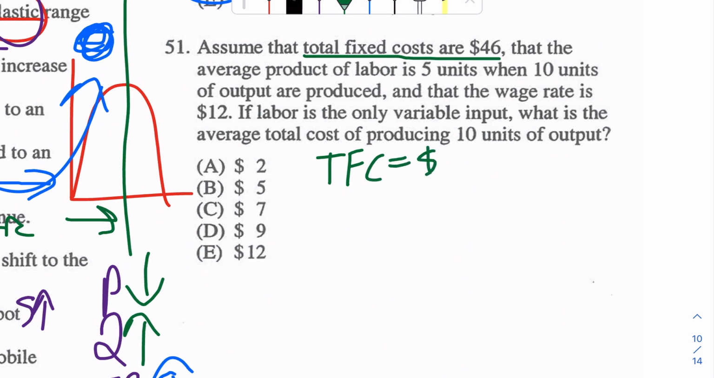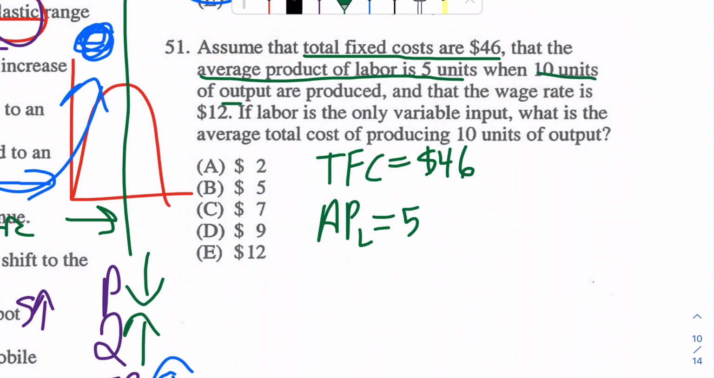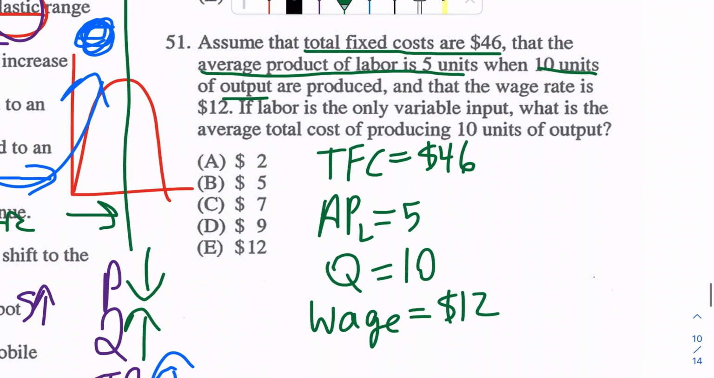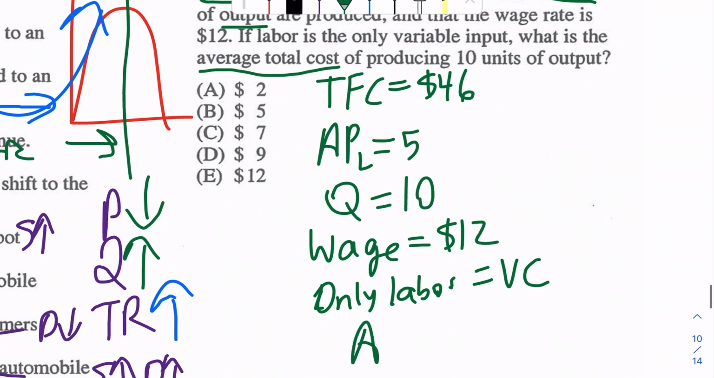They told us total fixed cost is $46. Then they told us the average product of labor is 5. Then they told us 10 units of output are produced, so Q equals 10. Wage is 12. Labor is the only variable input, so only labor is your variable cost. And then they are looking for the ATC. We don't know the ATC, so let's figure it out.